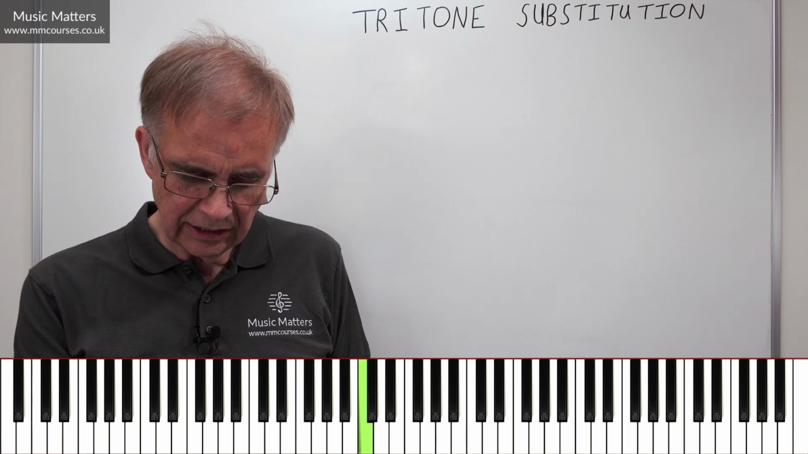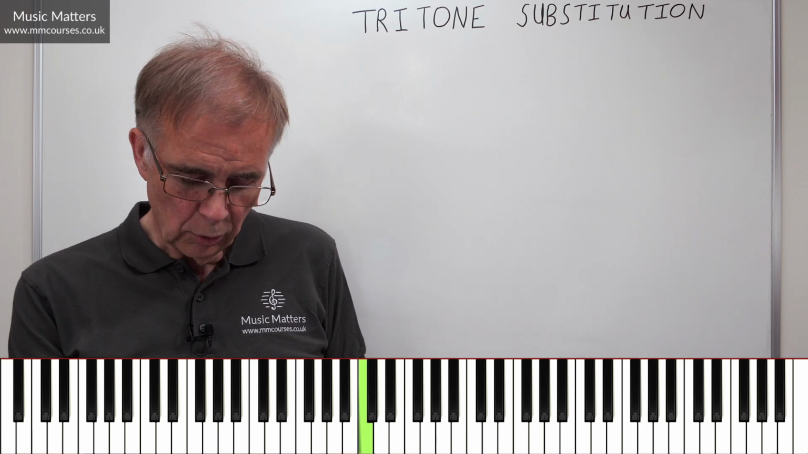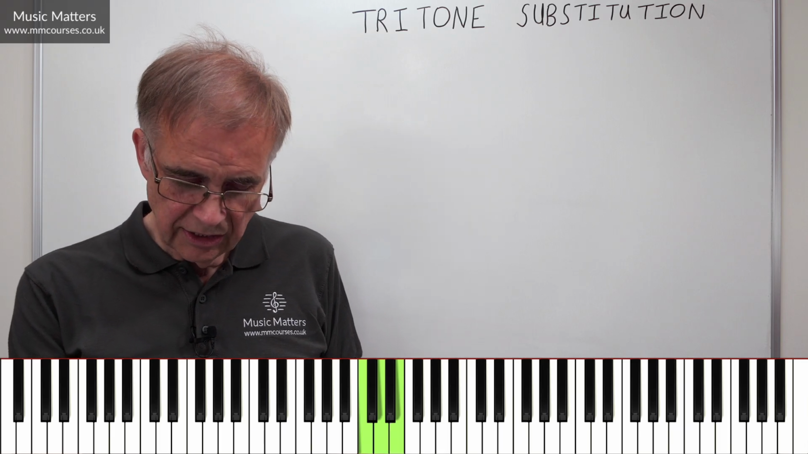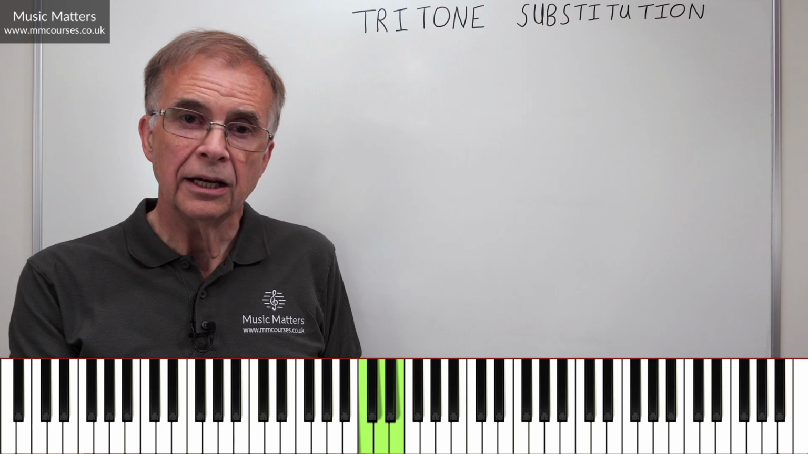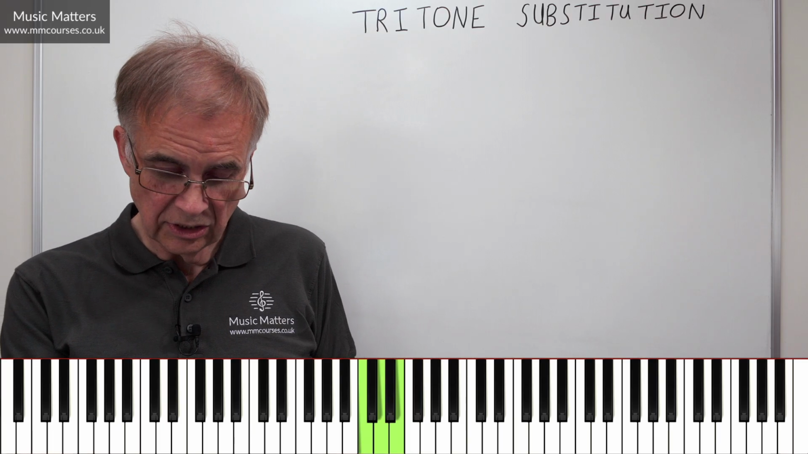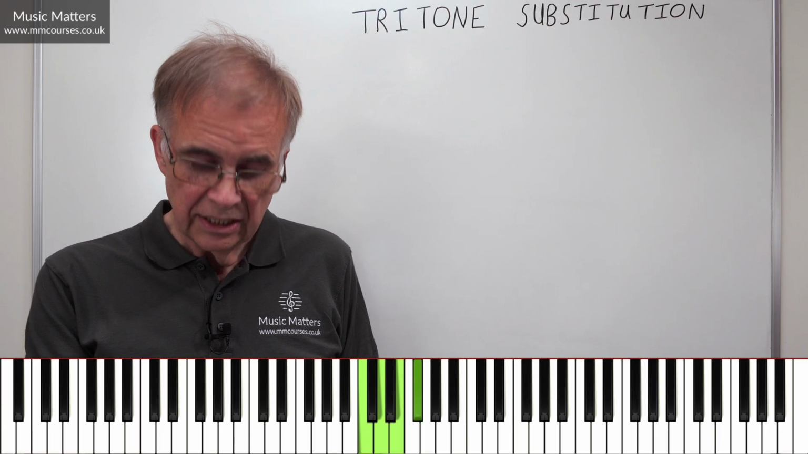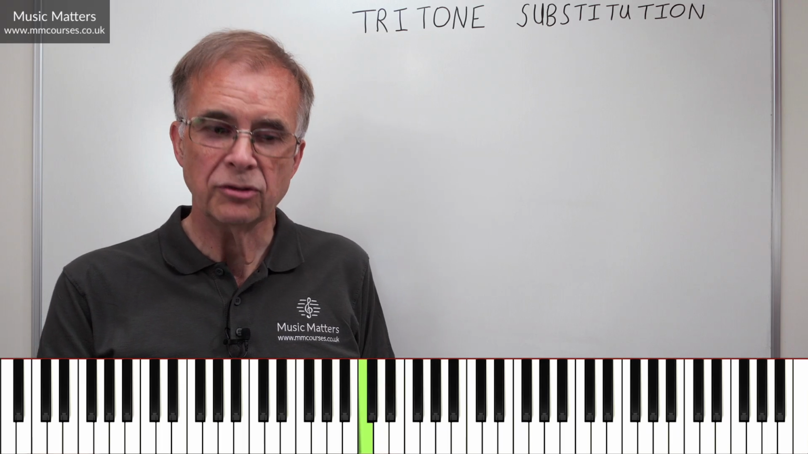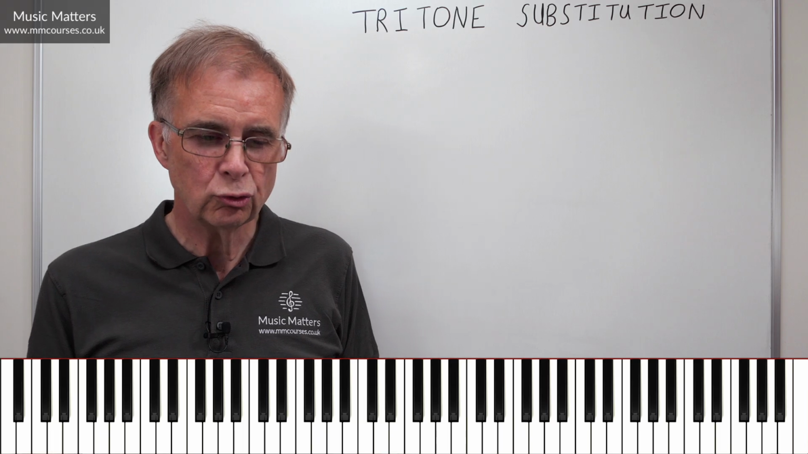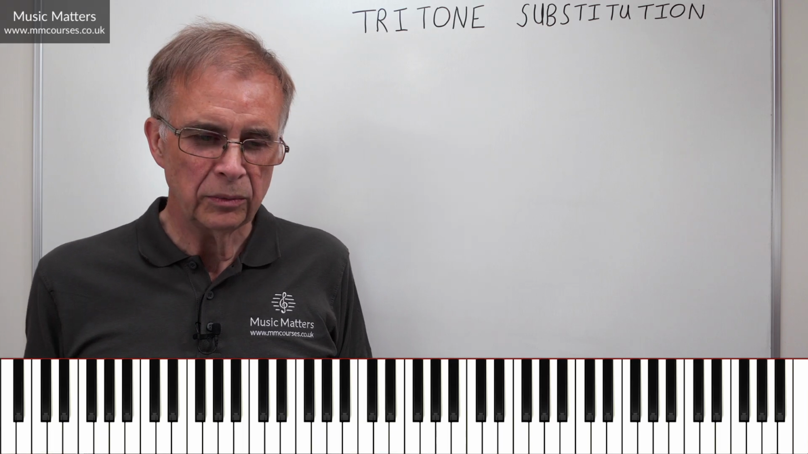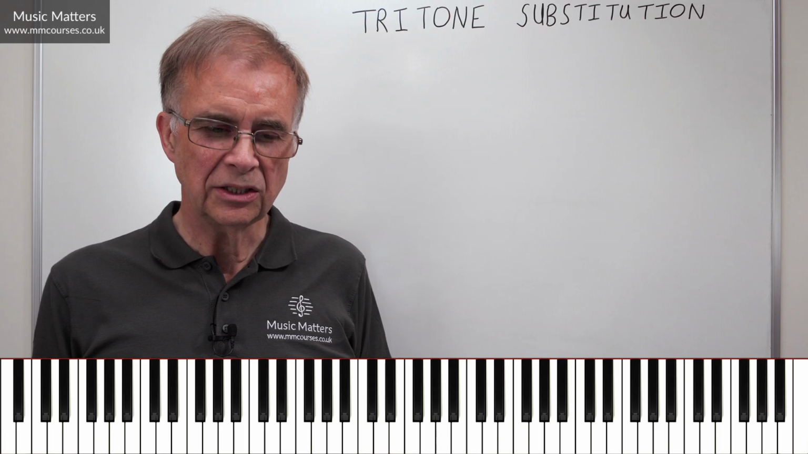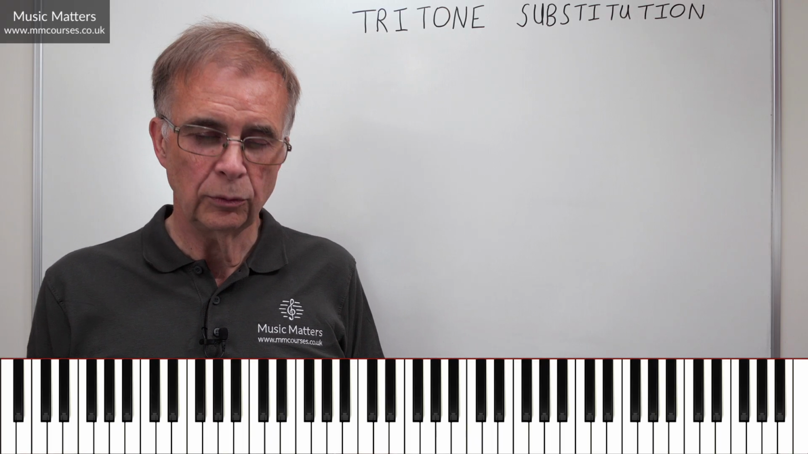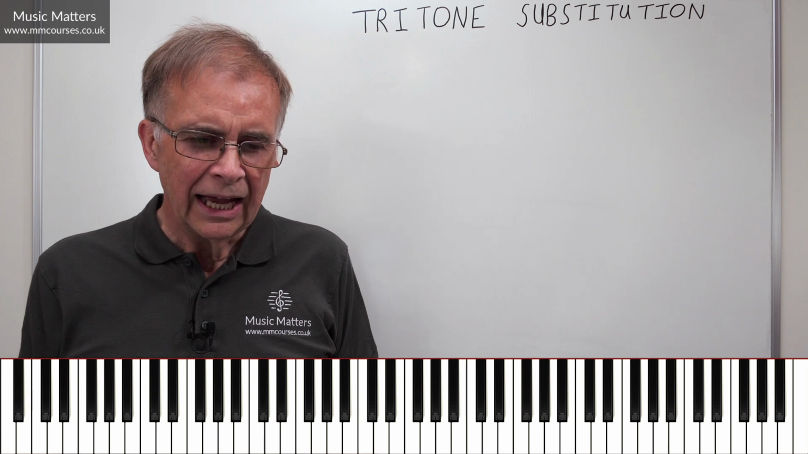If I start on C, one whole step or one tone takes me to D, another whole step takes me to E, and another whole tone takes me to F sharp. So 1, 2, 3 tones. So C to F sharp is a tritone. So now we know what a tritone is. You start on a note, and if you go 3 tones away from it, you're dealing with a tritone.